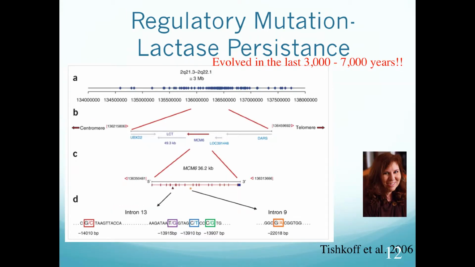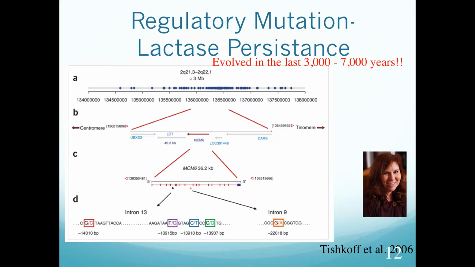Sarah Tishkoff and colleagues have shown there is not just one mutation, but four different mutations that are somehow associated with lactase persistence. We've known for a long time that there is a mutation in intron 13 of the MCM6 gene. This mutation in Europeans is strongly correlated with lactose tolerance. So Europeans who have this mutation are able to produce lactase as adults.